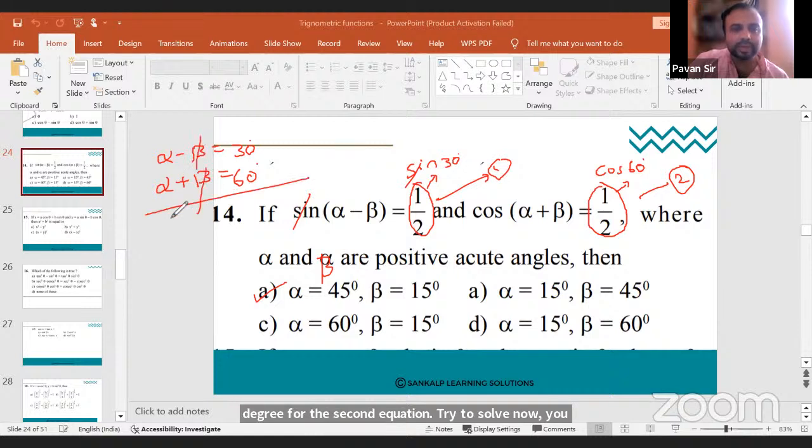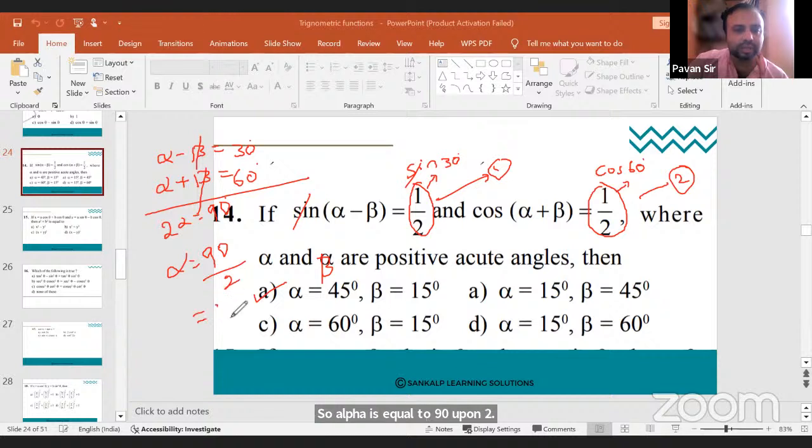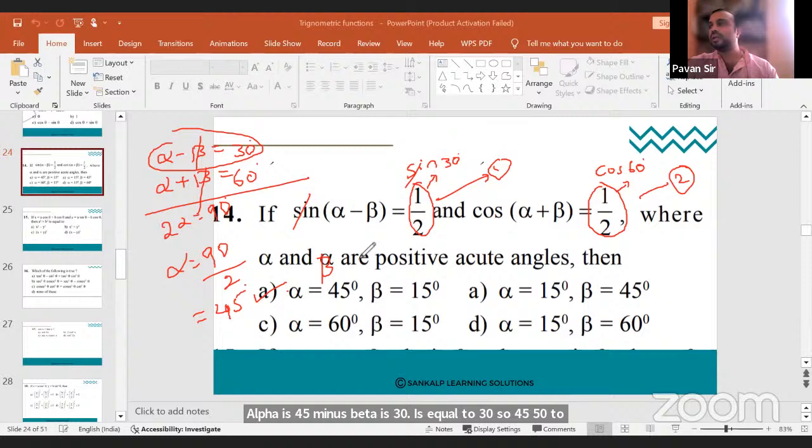Minus beta plus beta got cancelled. 2 times alpha is equal to 90. So alpha is equal to 90 upon 2, that is 45. That is the alpha value. If you substitute it in one of the equations, alpha 45 minus beta is equal to 30. So 45, if we shift it to the other side, will give us 15 as the answer. That is the beta. Okay. Is that clear?